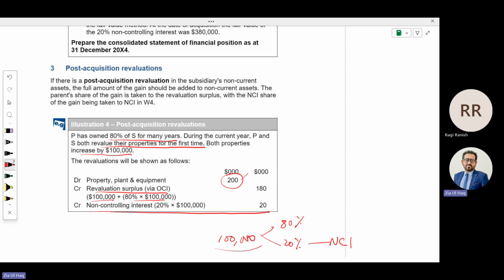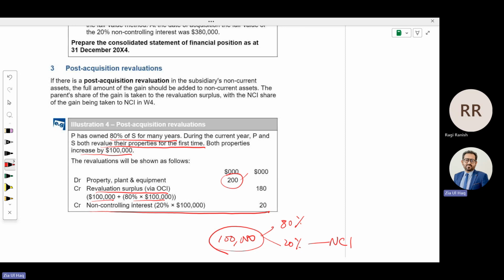While the subsidiary's 20% is the share of what? Non-controlling interest. So we'll record the accounting entry: debit property, plant and equipment, credit parent's retained earnings or consolidated retained earnings, credit non-controlling interest.